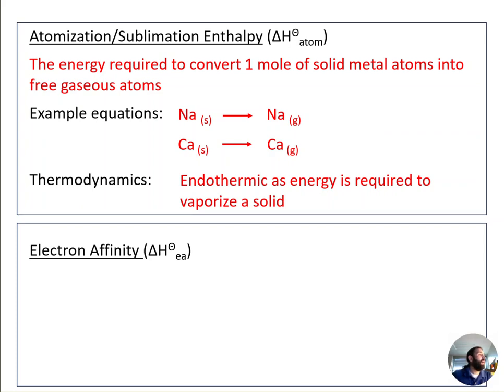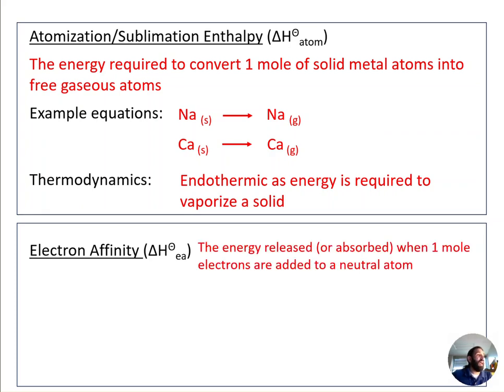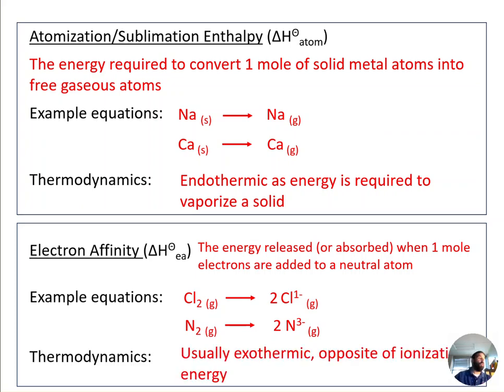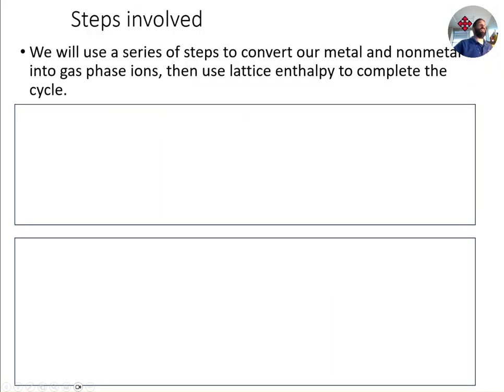Moving right along, electron affinity is the energy that is released or sometimes absorbed when 1 mole of electrons are added to a neutral atom. So if we have diatomic chlorine becoming 2 chloride ions, diatomic nitrogen becoming 2 nitride ions. Now, again, usually this is exothermic because it's the opposite of ionization energy. But sometimes the second electron or second moles of electrons actually has a positive electron affinity. But again, those will be given to you if you need them.